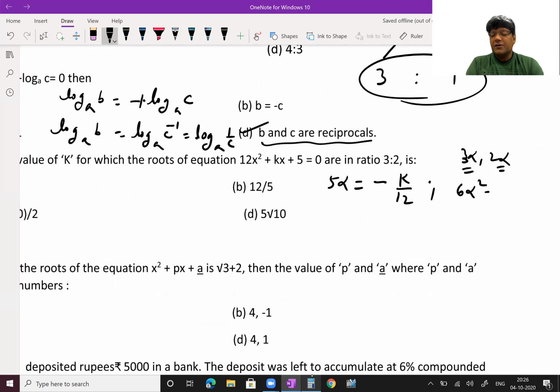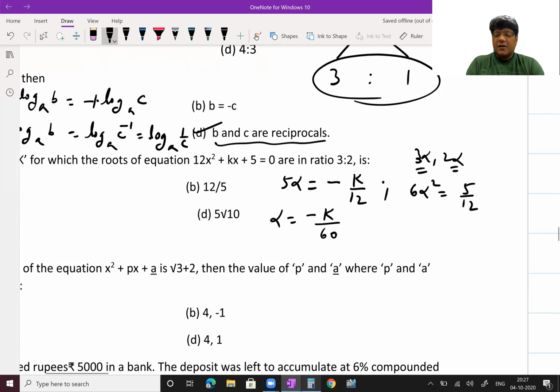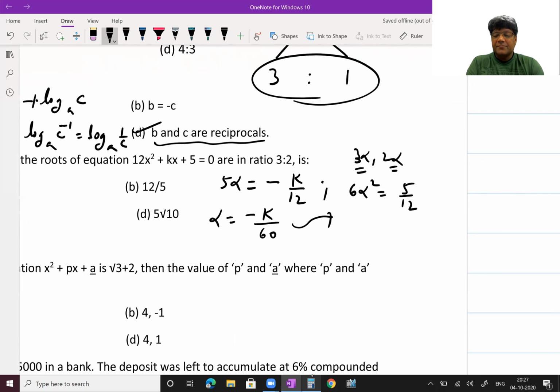6 alpha square is equal to what? c by a, that is 5 by 12. So from here we get alpha is equal to minus k by 12 into 5, that is 60. If I put this alpha value in the second equation, it is coming 6 into k square, because minus k square means k square, by 60 square, that is 3600, is equal to 5 by 12. So 6, 600, 12, 50. Cross multiplying, k square is equal to 250.